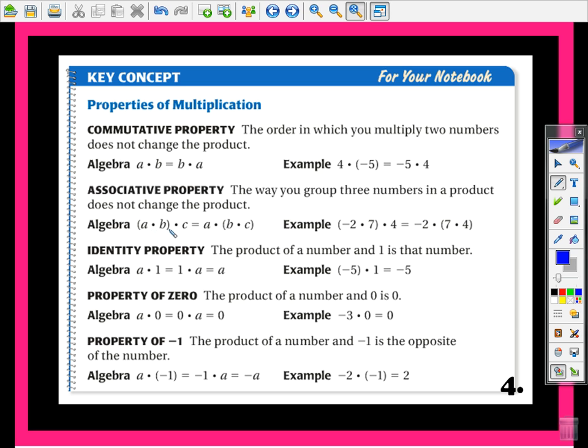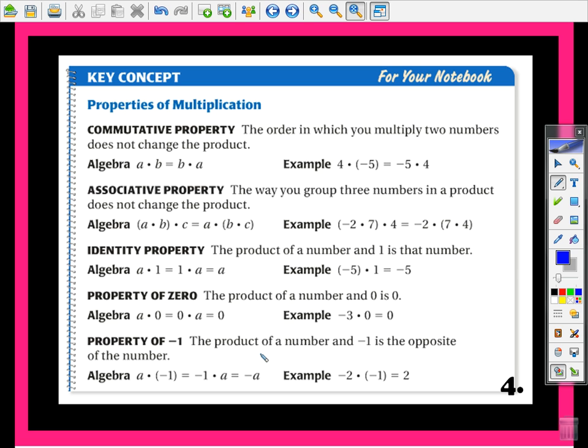So you could do the quantity A times B times C, and that would be equal to A times the quantity B times C. I believe the example with the numbers makes a little more sense. If you did the math this way, it would be equal on either side, proving the associative property. The identity property says the product of a number and one is that number. And the property of 0 is any number times 0 is 0. Property of -1 states that the product of a number and -1 is the opposite of the number.